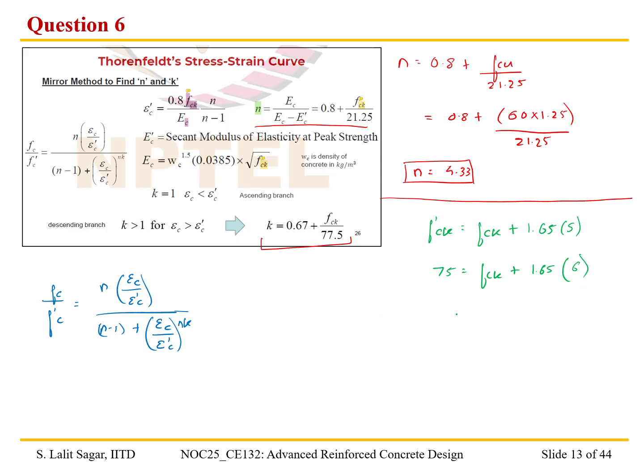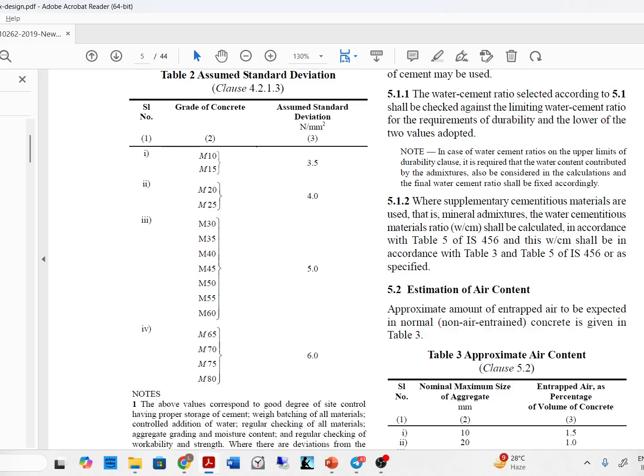So for this particular value, we get the value of FCK as how much? I'm also calculating side by side. 75 minus 1.65 into 6. So that gives us a value of 65.1 MPa. Okay, FCK is 65.1 MPa. So if we go back to the table, for a value of 65, the standard deviation of 6 holds good.